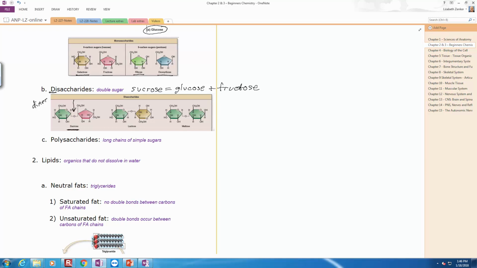If we look at poly, poly means many. So you're saying many sugars linked together. So this is a long chain of simple sugars. So for example, starch is the glucose polymer of plants. A polymer just means when many are linked together. So starch is the plant polymer of linking many glucose together. So starch equals plant storage, because when we link things together, we're storing it for later. So it's a plant storage or glucose polymer.